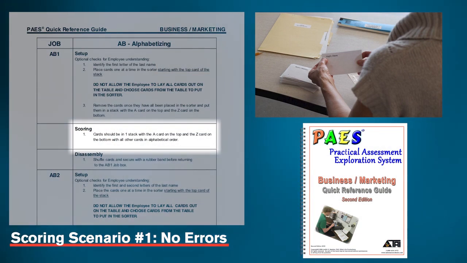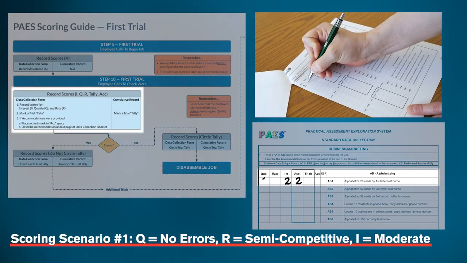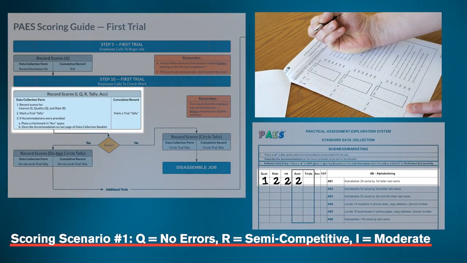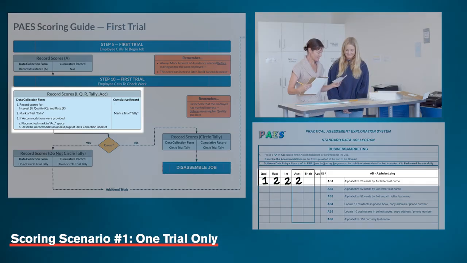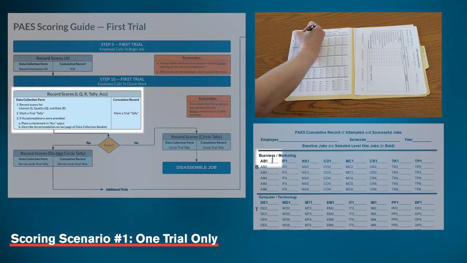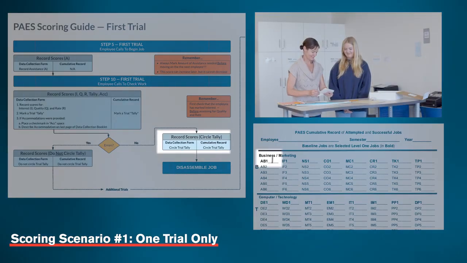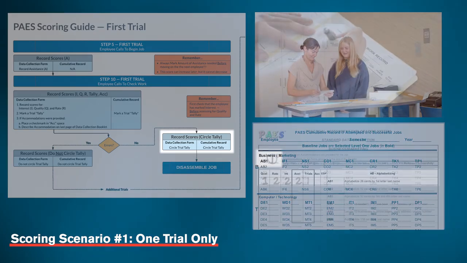Use the scoring criteria in the Business Marketing QRG to assign a score for quality. Mark scores for interest, quality, and work rate. Then mark a tally in the trial space in the data collection booklet and on the cumulative record. Since the job was performed successfully, circle the trial tallies in both places.